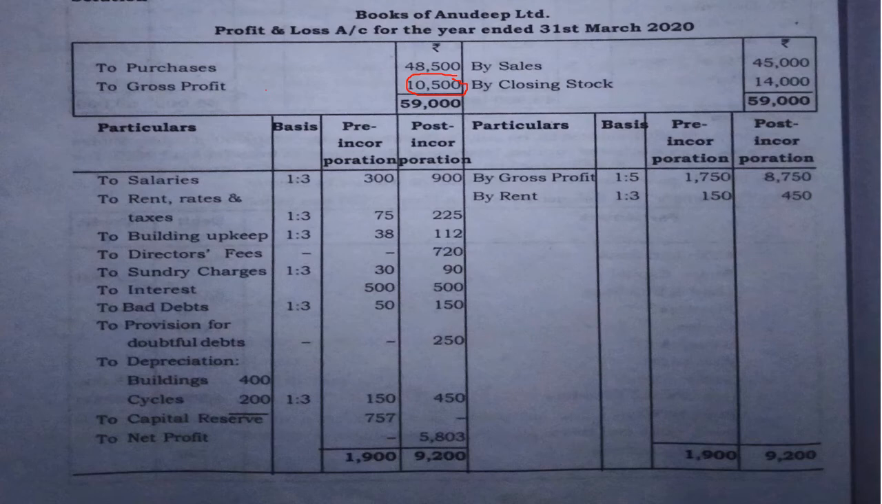Okay, next draw the lines for the P&L account. So 8 columns, 4 on the debit side, 4 on the credit side, 8 columns. So particulars, basis, pre-incorporation, post-incorporation. Particulars, basis, pre-incorporation, post-incorporation.